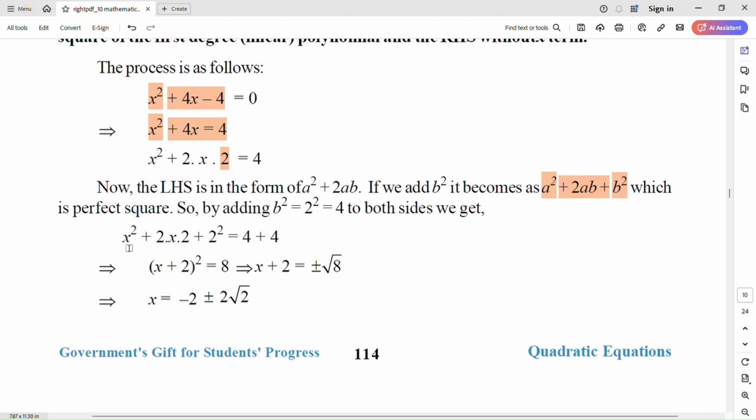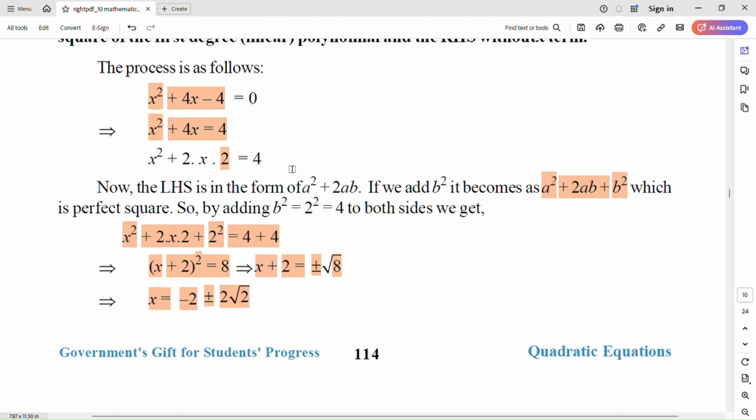Okay, so now my equation becomes x square plus 2 into x into 2 plus 2 square equal to 4 plus 4, which is x plus 2 whole square equal to 8. Right? Now I got into a square form here. That means x plus 2 is equal to plus or minus square root of 8. Correct, which is 2 root 2. Now x will become minus 2 plus or minus 2 root 2. This is the solution for this quadratic equation.